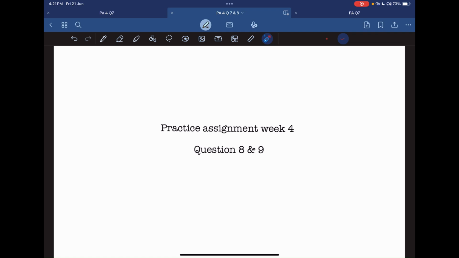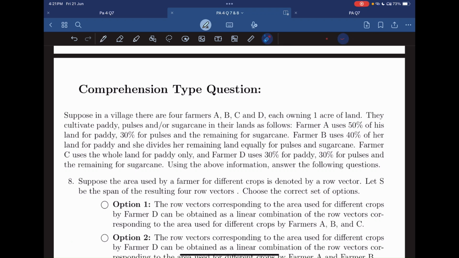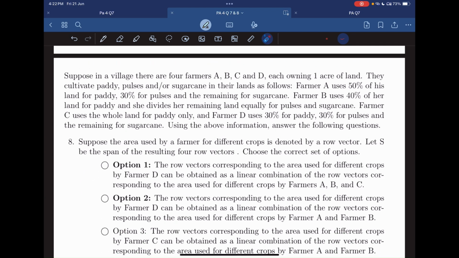Hello everyone. So let's now solve question number 8 and 9. The data for question 8 and 9 is the same as that we saw for practice assignment week 3, question number 7 and 8.